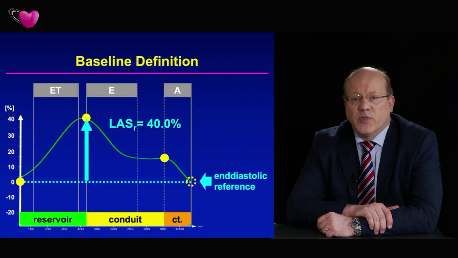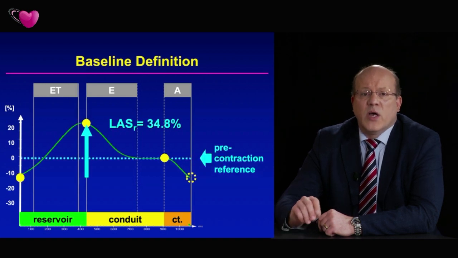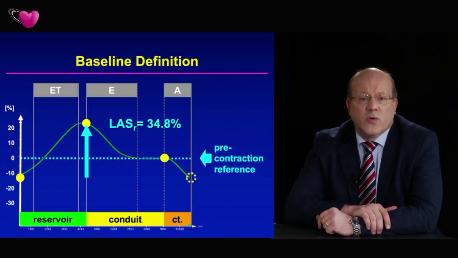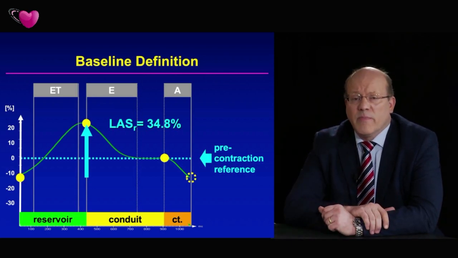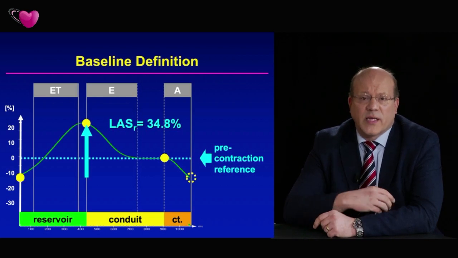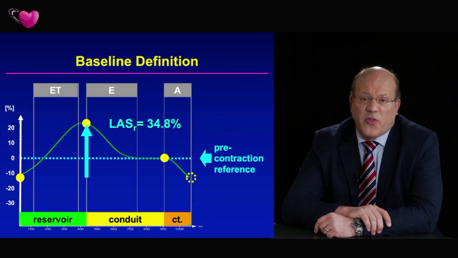Also, that would be a potential definition. There are arguments to do it differently. We could also think about putting the reference to the pre-contraction state, because you could consider that as the natural resting state of the atrium, and from that on it contracts and gets smaller so that it gets a negative value. This is a valid thought.